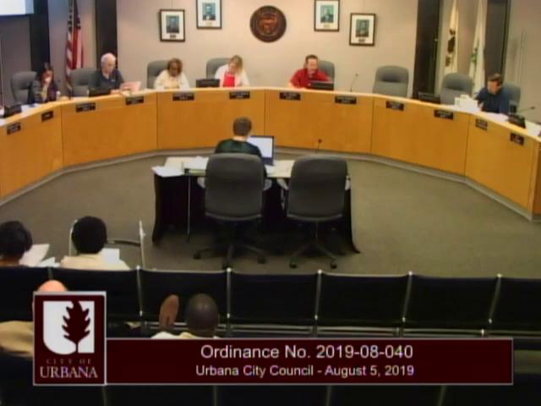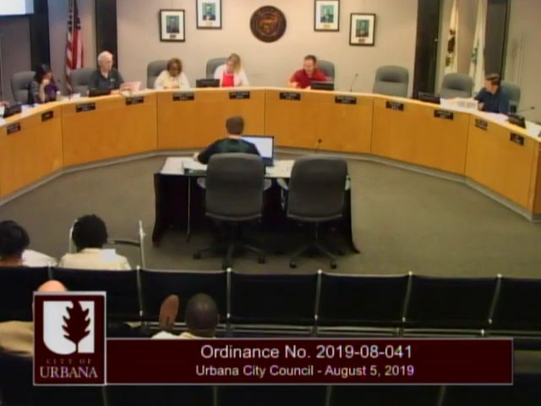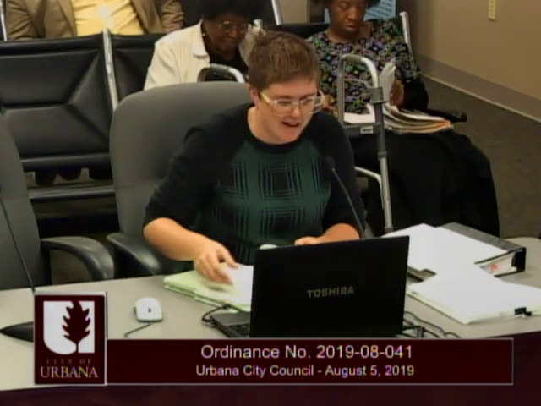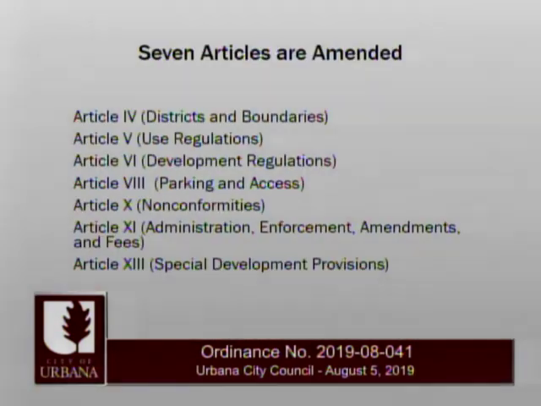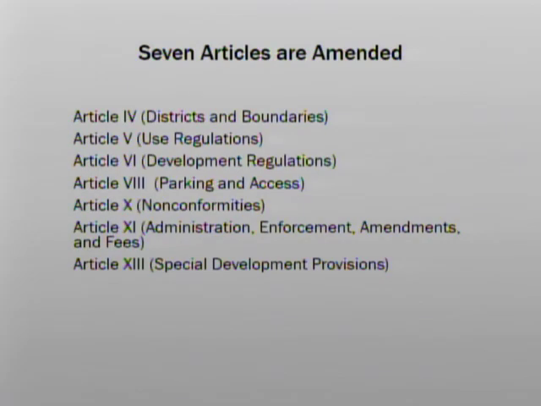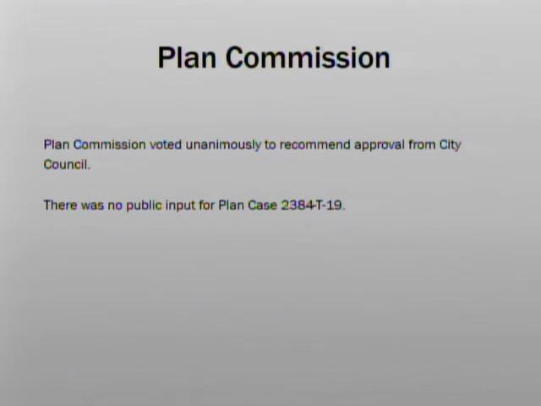Next up is ordinance number 2019-08-041. All right, so this is the last omnibus for tonight. And it's the third. We have 7 articles or amendments. In general, this is a much shorter omnibus text amendment being proposed tonight than the previous one that was heard. I'm going to go through this again fairly quickly and would love to take questions. Plan Commission voted unanimously to recommend approval to City Council, and there was no public input for this plan case, 2384-T-19.